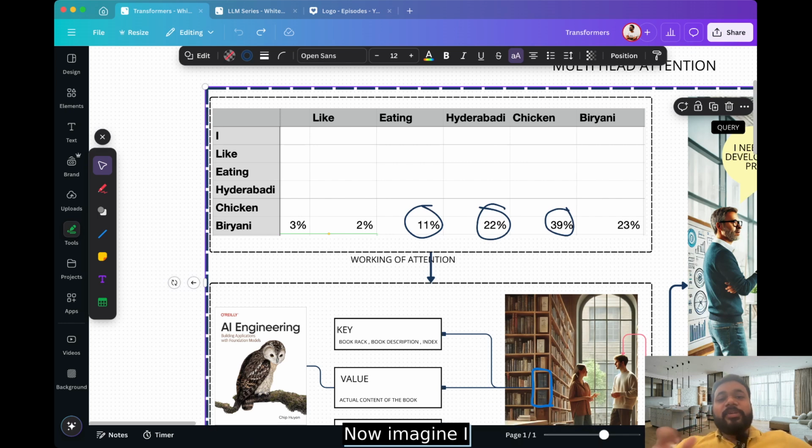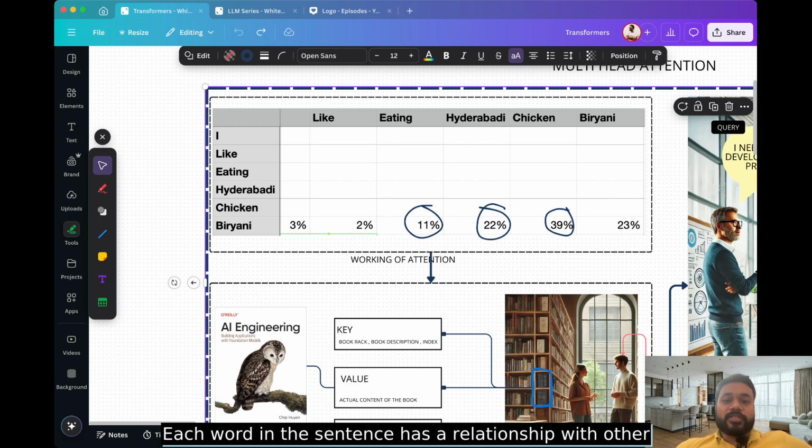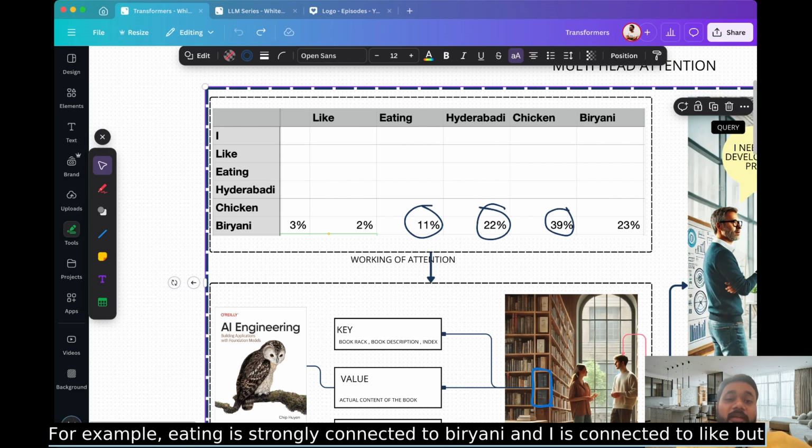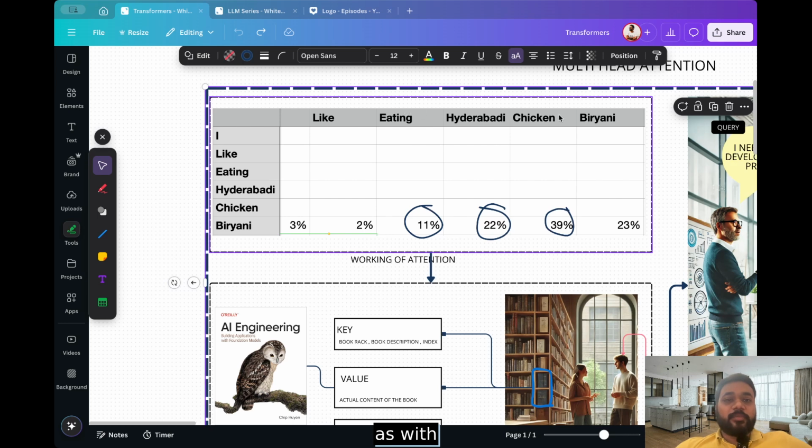Now imagine I'm reading a sentence, I like eating chicken biryani. Each word in the sentence has a relationship with other words. For example, eating is strongly connected to biryani, and I is connected to like but not as much as with biryani. Okay, so how does a transformer learn these relationships? It uses something known as self-attention.